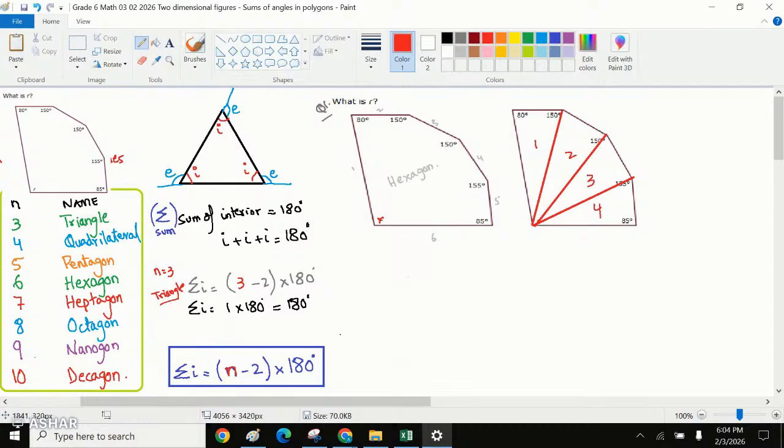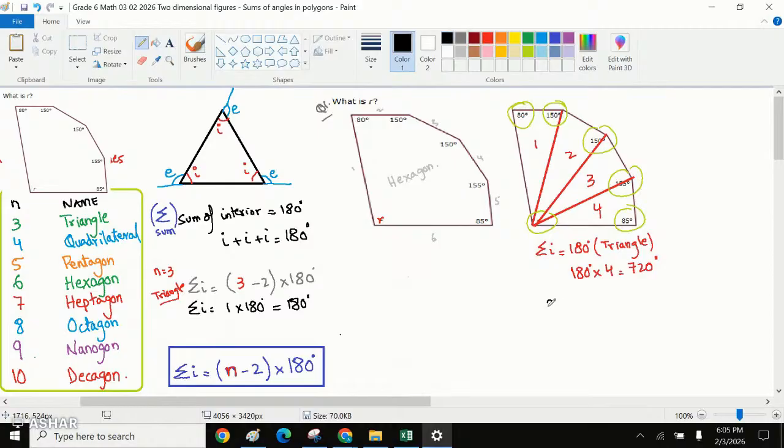Right? So we know that the sum of interior angles of one triangle is 180, right? That means there are 4 triangles. So can we say 180 multiplied by 4 would be 720, right? That means when we add all these angles together, it should be equal to 720.